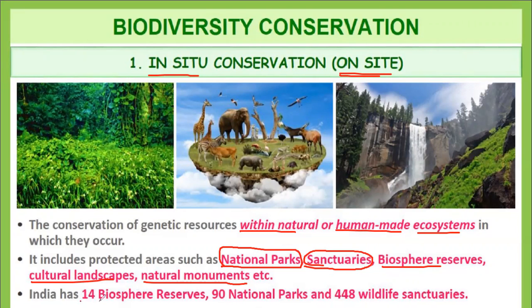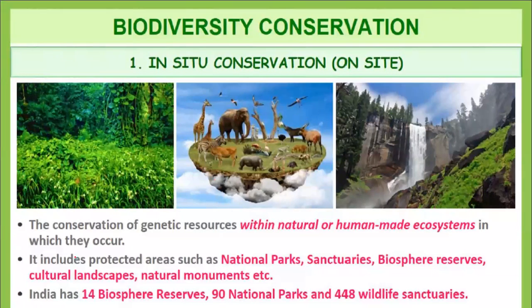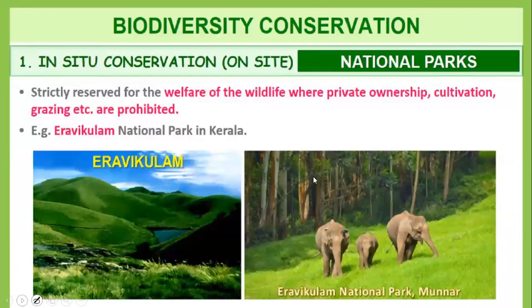India has about 14 biosphere reserves, 90 national parks and 448 wildlife sanctuaries. These are the characteristics of in-situ conservation.